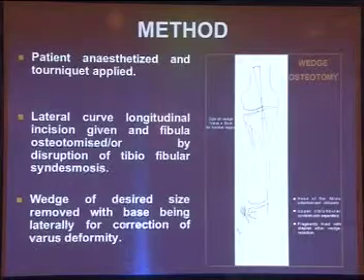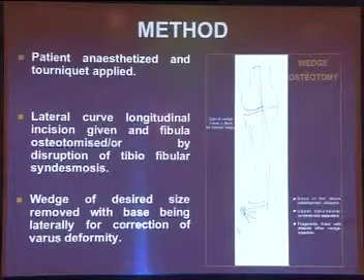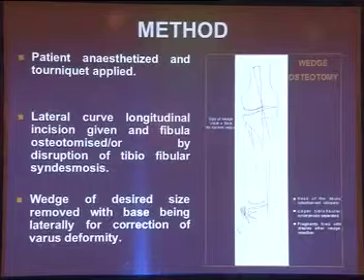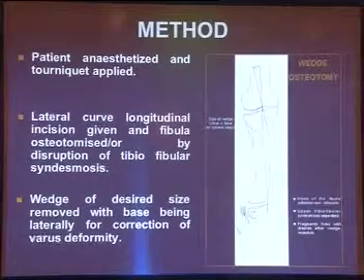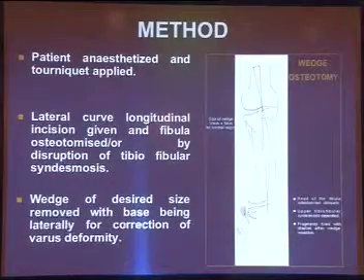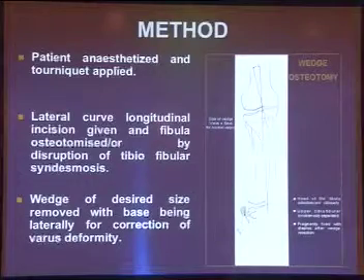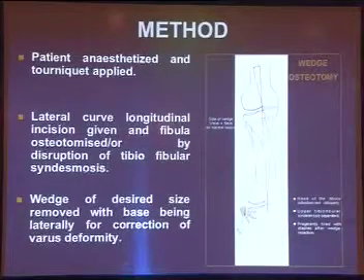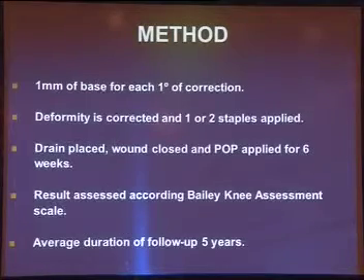Now the method. Patients were anesthetized and a tourniquet applied, a lateral longitudinal incision was given, the fibula was osteotomized, and disruption of the fibulotibial syndesmosis done. A wedge of the desired size was removed, with the base laterally for correction of the varus deformity, 1 mm of base for each 1 degree of correction. The deformity is corrected and 1 or 2 staples are applied. A drain is placed, the wound closed in layers, and a POP slab in the corrected position applied for 6 weeks.